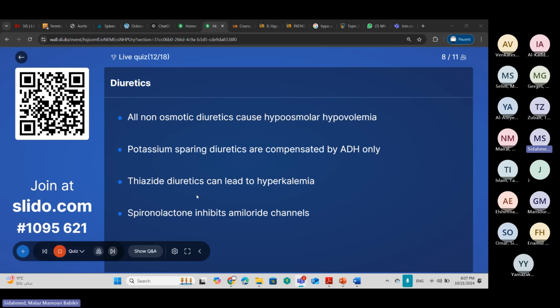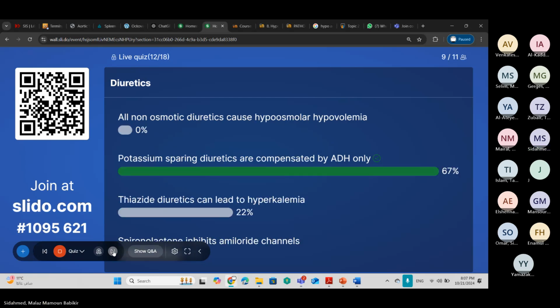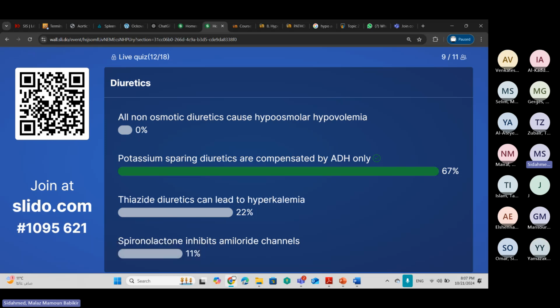So we can discuss it. Hopefully everyone, okay. So I'm glad none of you chose the first option. Which non-osmotic diuretic does not cause hypoosmolar hypovolemia? Loop diuretic. Yeah, exactly. Potassium-sparing diuretics are compensated by ADH only.